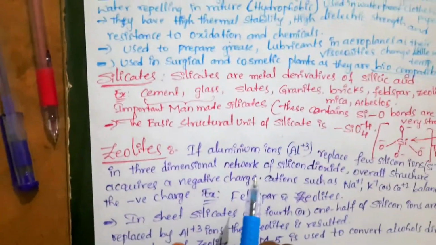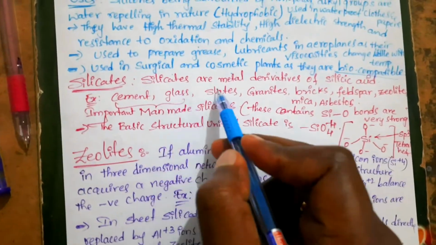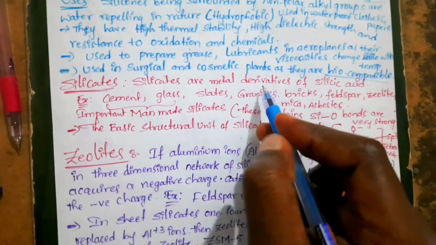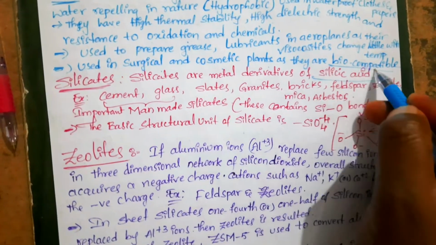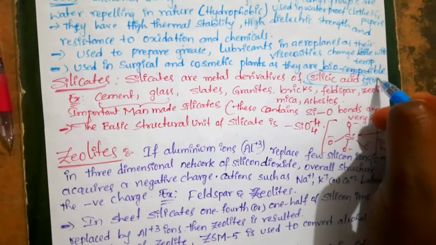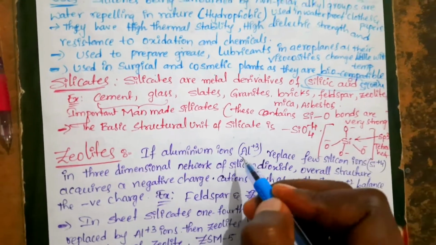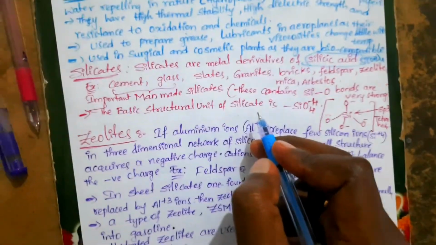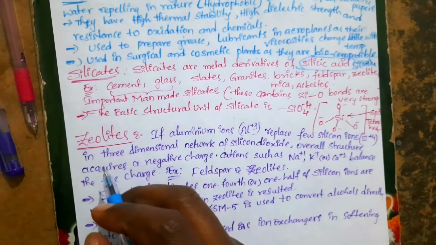Next we are going to see silicates. Which are called silicates? Silicates are metal derivatives of silicic acid. Silicic acid, Si(OH)4, on forming metal derivatives gives silicates.